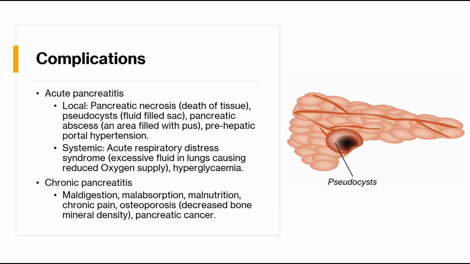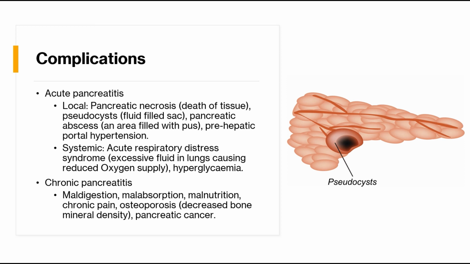This increased pressure is caused by inflammation and scarring of the portal vein. It may also cause something called acute respiratory distress syndrome, which is when there is excessive fluid in the lungs, which impacts gas exchange. This happens because inflammation can make blood vessels more permeable, so fluids from inside the blood vessels can move out into the lungs and cause acute respiratory distress syndrome.